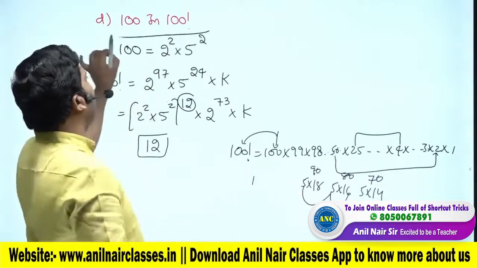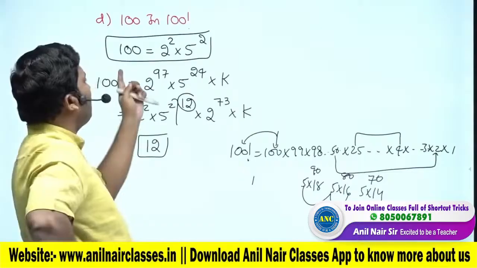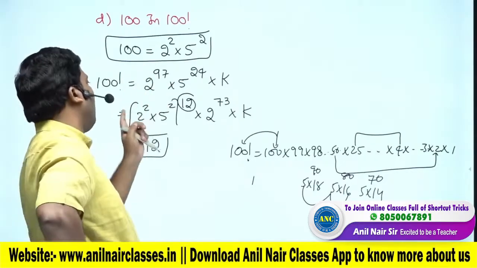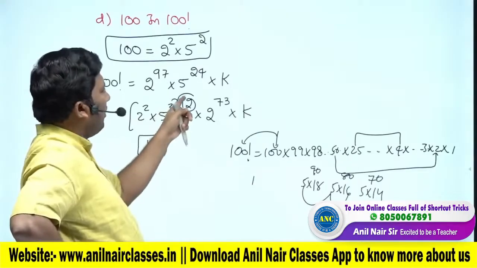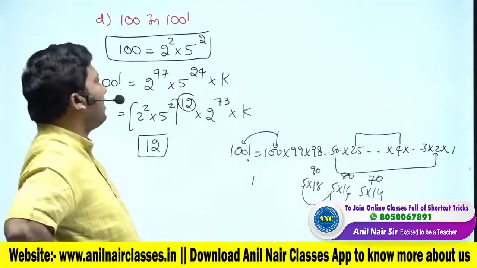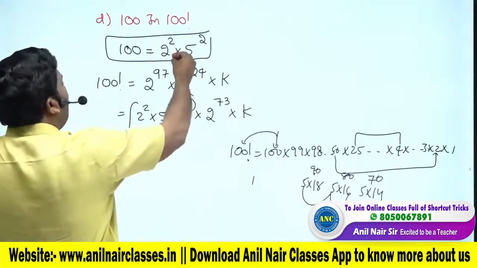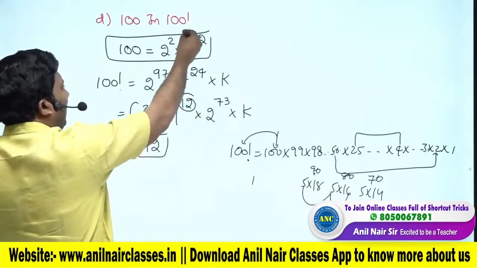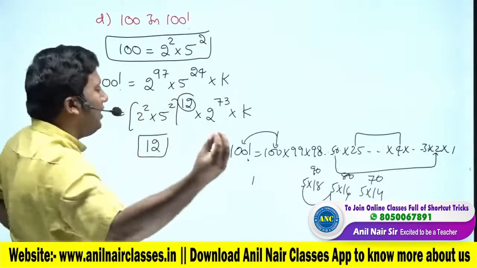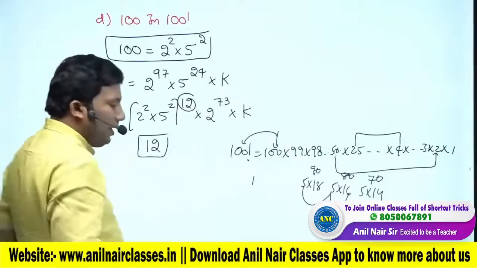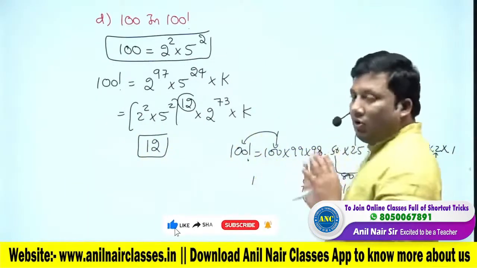100 is a composite number. Write it down as a power of prime bases: 2 square into 5 square. So 2 square into 5 square, power 12. So 2 12s are 24. Now if I take the highest power of 5, it is 24. To get 100, I require 5 square, so 24 divided by 2 is 12. I hope it is clear. Very, very good question, sir.